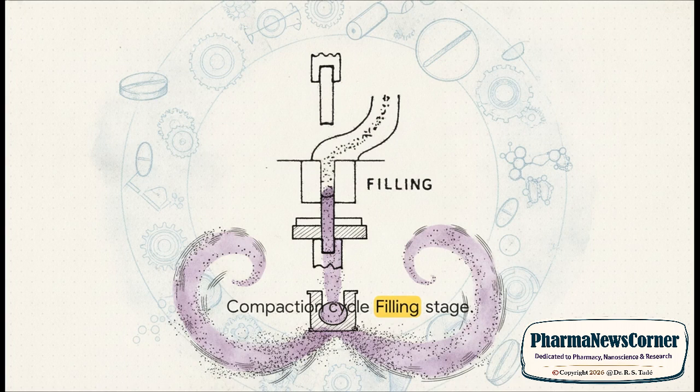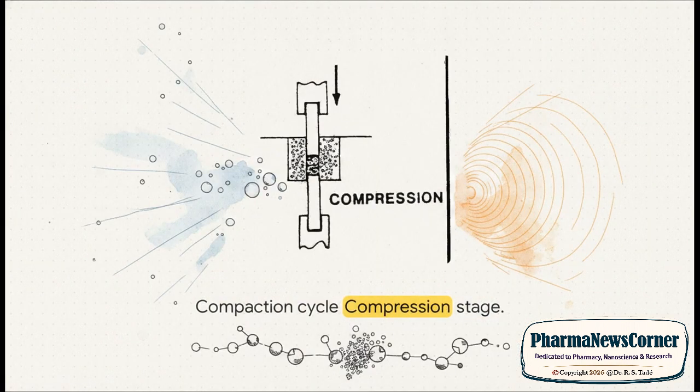It starts with the filling stage. Here, gravity pulls the powder directly from the feed hopper straight into the open die. And that die is perfectly sealed at the bottom by the lower punch to capture the exact, precise volumetric dose we need. Immediately following the filling stage is compression.